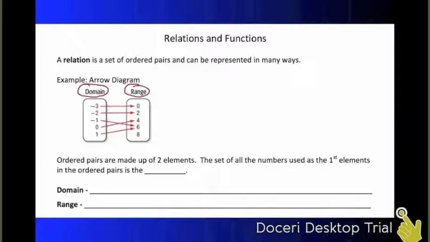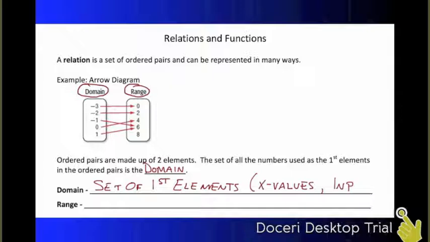Ordered pairs are made up of two elements. The set of all numbers used as the first elements in the ordered pair is called the domain. So the domain is the set of first elements. And in parentheses there, I want you to put the x values, or inputs. And we'll come back to that a little later in the chapter.